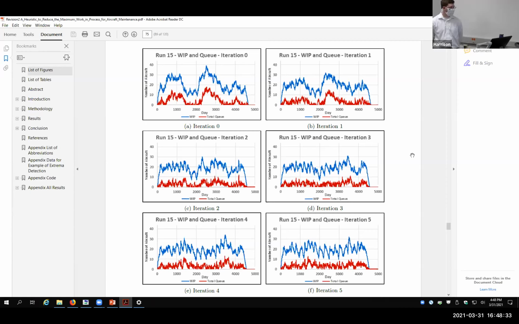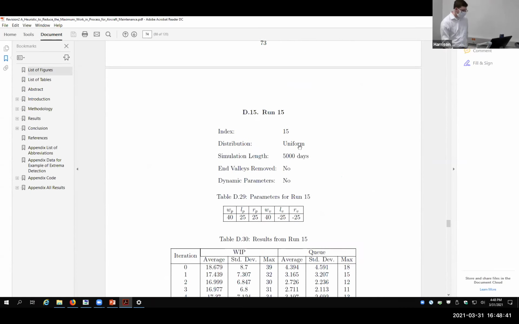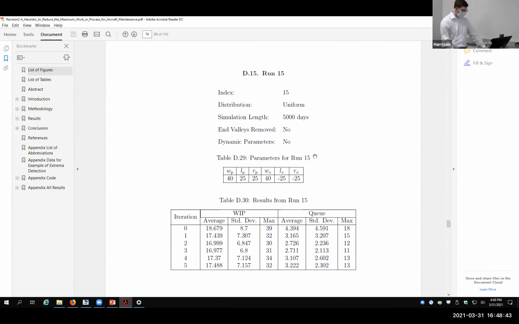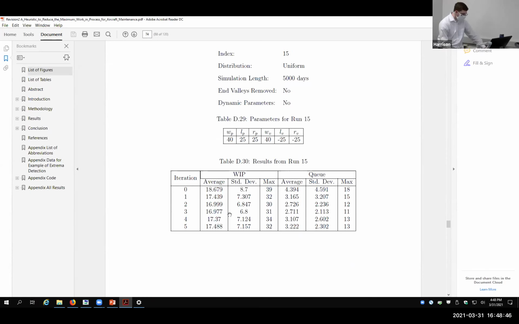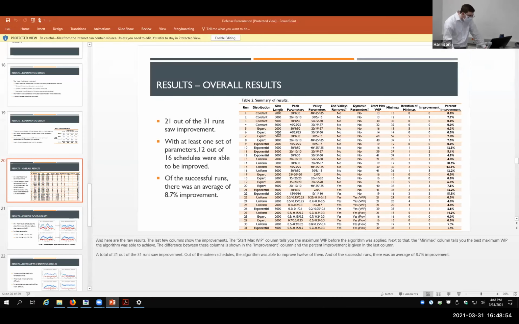I'd agree. And was this an expert schedule or just a? This was, I think, exponential uniform. Okay. This was uniform. Okay. Yeah. So you can see the statistics improving here. Why don't we show one expert one that has been improved? Yes, you can be an expert. Yeah. So a good one to select would be 7 or 8.